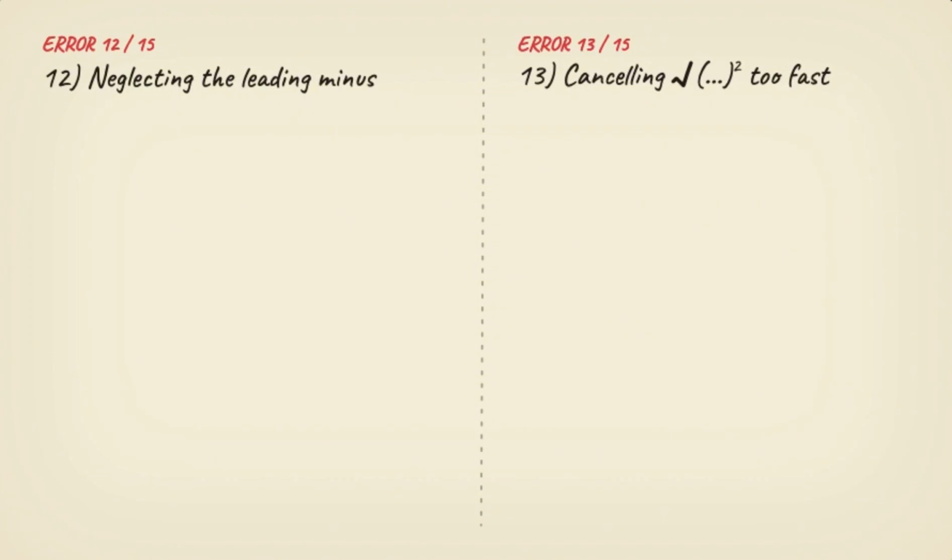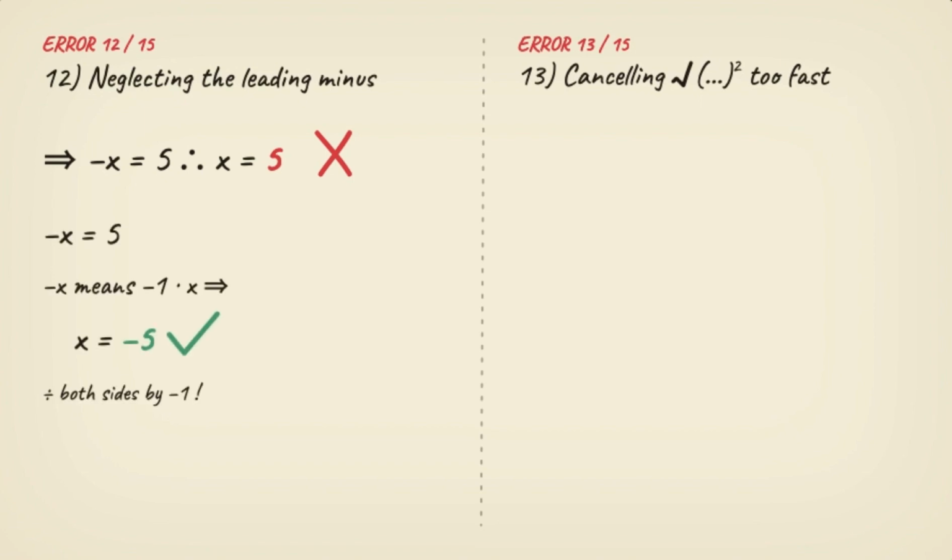Errors 12 and 13. Error 12. Neglecting the leading minus. If -x equals 5, remember, -x is -1 times x, so dividing both sides by -1 gives x equals -5, not 5.